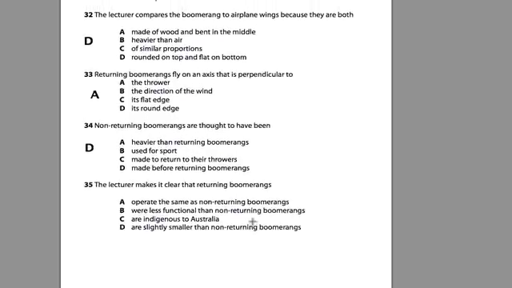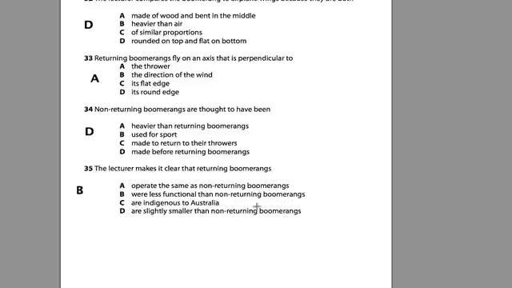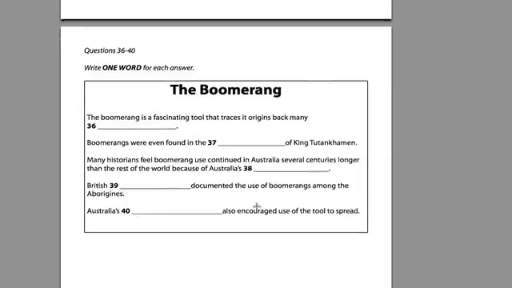The lecturer makes it clear that returning boomerangs operate the same as non-returning boomerangs. That's not true. He spends quite a few minutes talking about the different purposes for the boomerangs. Were less functional than non-returning boomerangs? Yep, could be. Are indigenous to Australia? No, he clarifies that. Are slightly smaller than non-returning boomerangs? No, he mentions nothing about that. The answer is letter B. Non-returning boomerangs are more functional because they are used to hunt. Returning boomerangs were used for sport. Okay, let's go to the final section here.